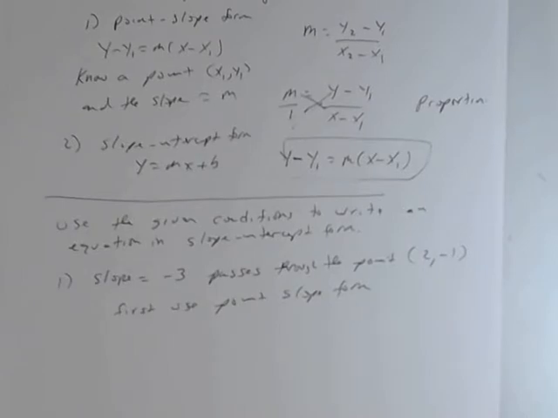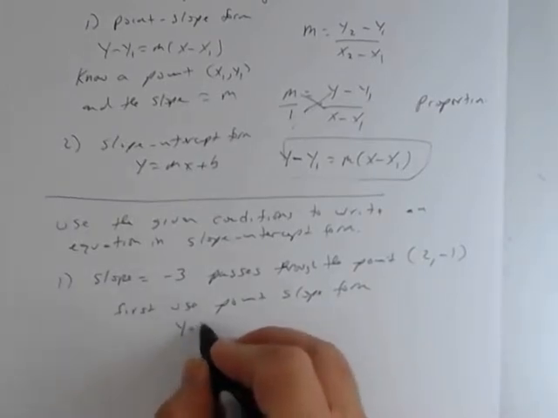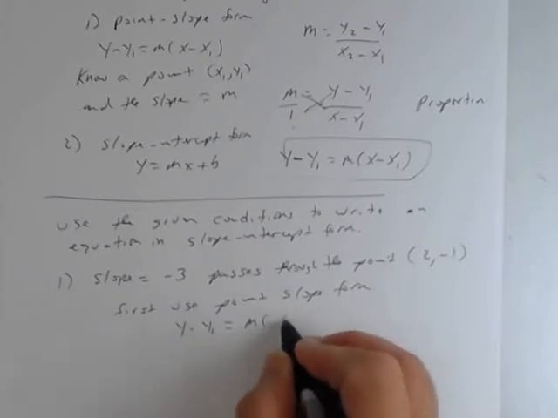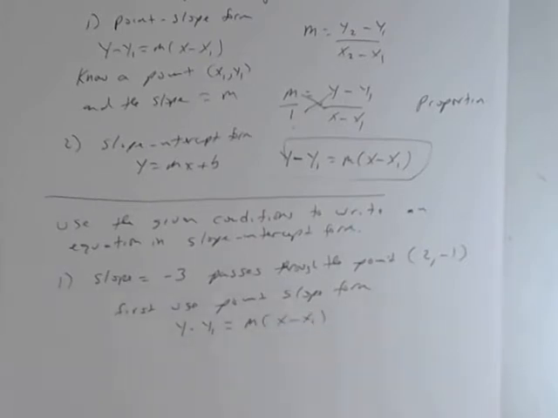Okay, first use point slope form. Now what is point slope form? It is y minus y1 equals the slope times x minus x1. And in order to use it, what two things must you know? The slope and a point. And number one, do I know the slope and a point on that line?